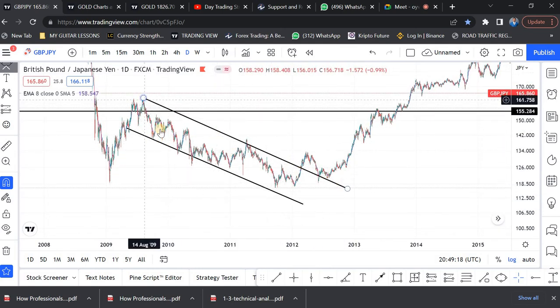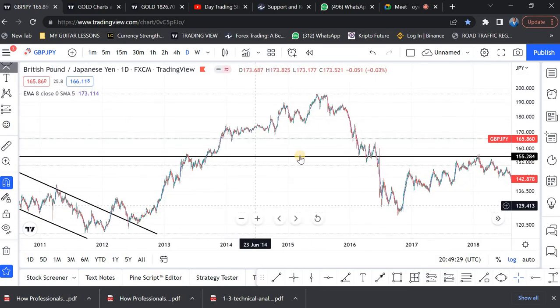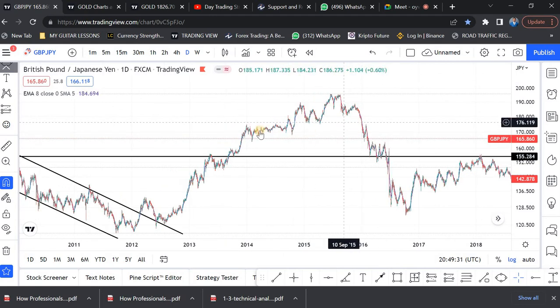So you could see that price is trapped between these lines, going up and down, up and down, and then you'll be trading. As it goes up, you sell. As it comes to the support, you buy. Okay, so that is how we can draw support and resistance lines.